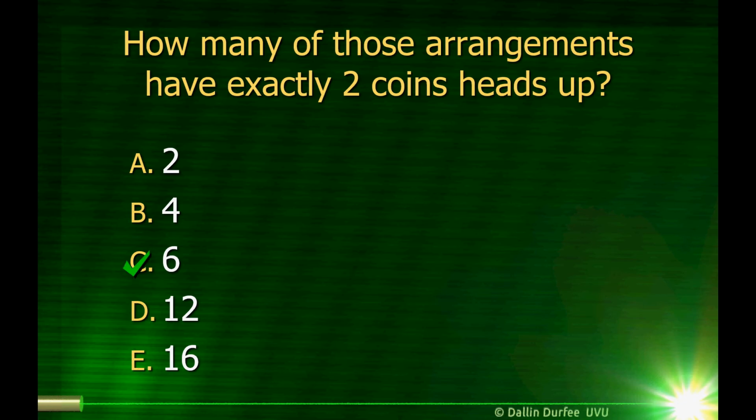The correct answer is 6. 2 coins heads up is what we call the macrostate. I don't know what the individual coins are doing. All I know is that overall there's 2 coins that are heads up. So what this question is asking is, for the macrostate of 2 coins heads up, how many microstates are there that correspond to that macrostate?